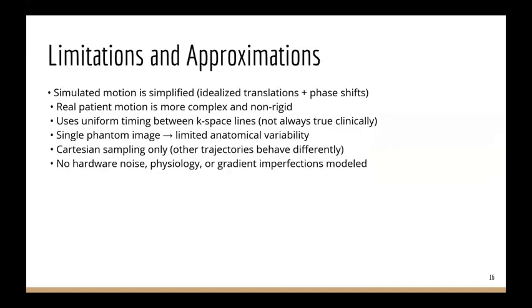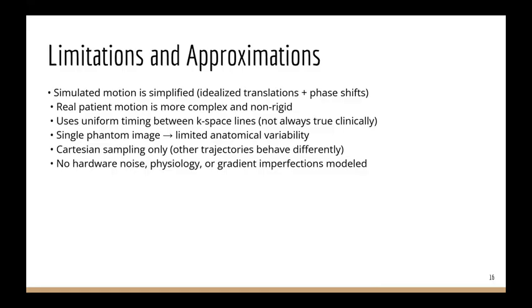Next slide, please. Some limitations and approximations. In our simulation, we make several approximations that simplify the real MRI acquisition. First, the motion we model is idealized. We only apply rigid translations and phase shifts to specific case baselines. Actual patient motion is much more complex and often non-rigid, especially in areas affected by breathing or swallowing. Second, we assume uniform timing between phase encoding lines, which makes it easier to insert motion at control points. In practice, scan timings can vary across sequences.